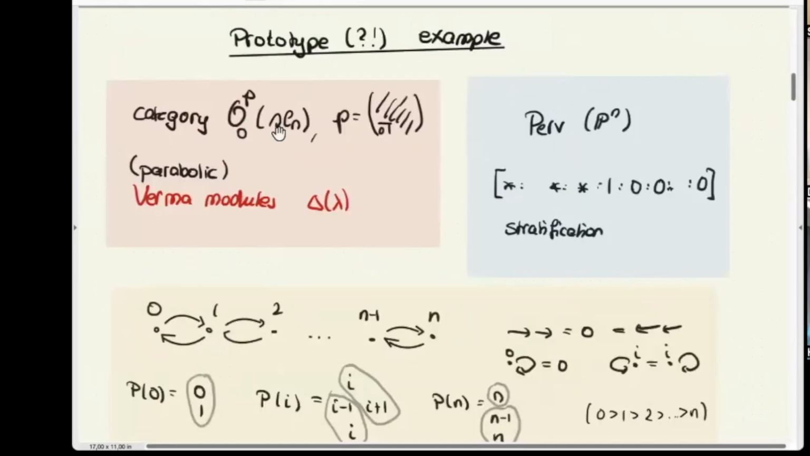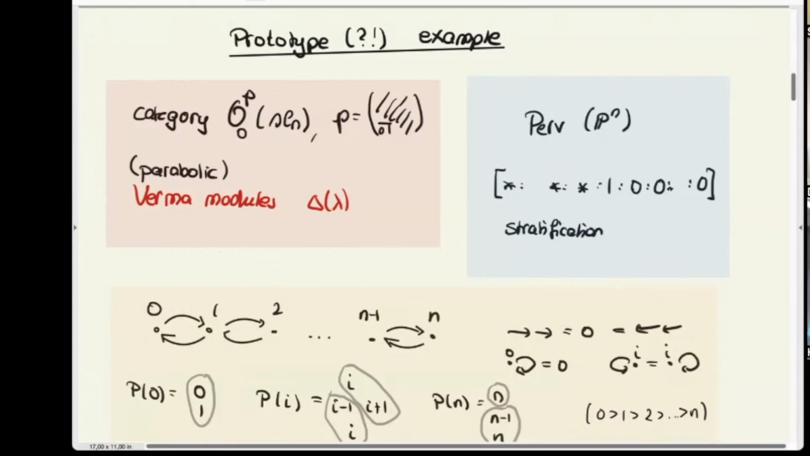So an easy example of such a highest weight category is, as I said, given by category O. I make it a bit smaller and look at SL_n, take the principal block, this is O_0, and then I take a parabolic version for this maximal parabolic, which is drawn here. And then we have also parabolic Verma modules. In this case, we have geometrically the category of perverse sheaves on P^n.